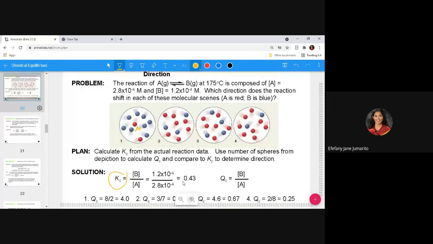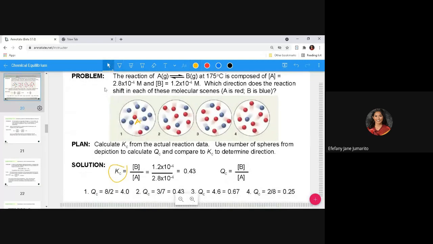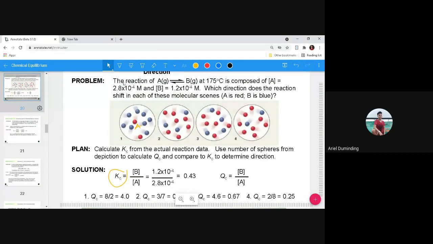Kc is equal to product over reactant. Okay, so our product is B, so we have B over A. Now the concentration of B is 1.2 times 10 raised to the power of negative 4. Then the concentration of A is 2.8 times 10 raised to negative 4.